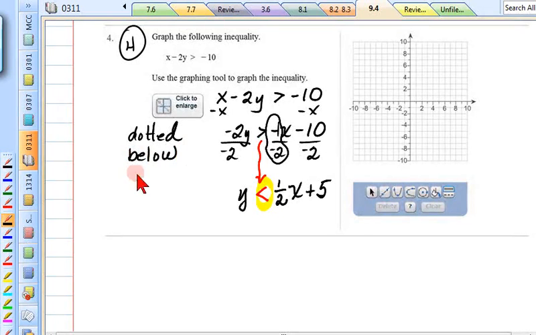Where will I begin to graph this line? At 5 on the y-axis. The slope is written as positive 1/2, which is up 1, right 2. And with that information, I should be able to complete the graph of this inequality.